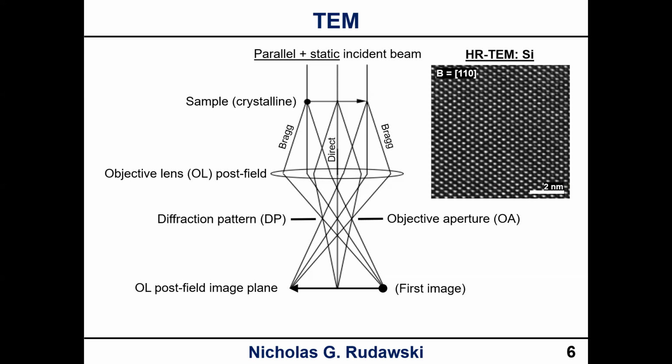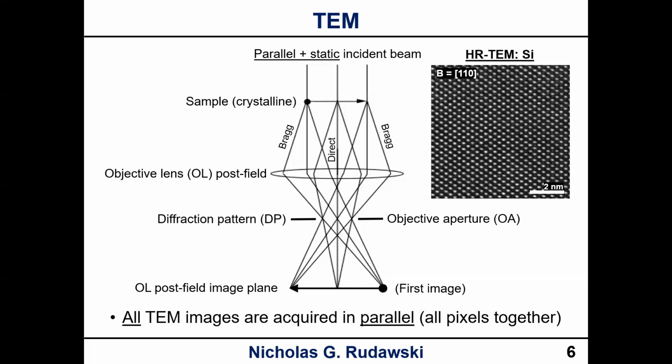Of course, you can also have interference between Bragg components, but usually for simplicity, we just consider the interaction between the Bragg and the direct. There's a phase difference that gives us what's called phase contrast, and that's why we see these lattice fringes. But the key point here is that high-res TEM images are a parallel acquisition process, where all the pixels in the image are acquired at the same time.